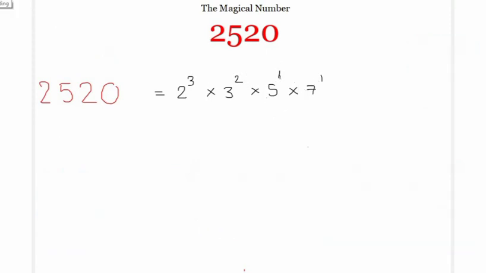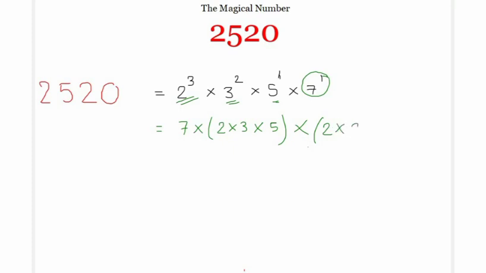2520. We have already seen that 2520 can be written as 2 cube into 3 square into 5 into 7. Now, if we write it in this format, then it may give us like this. First 7 I will write, then 1, 2, 1, 3, 1, 5. So 2, 3, 5. What will remain? 2 into 2 into 3. This is equal to 7 into 30 into 12.